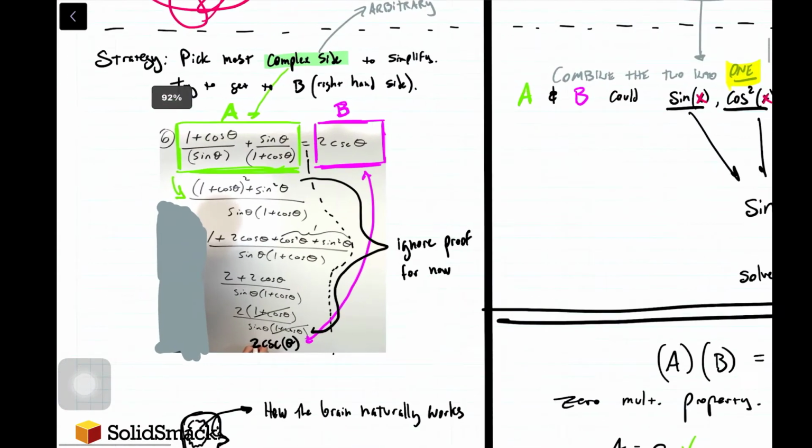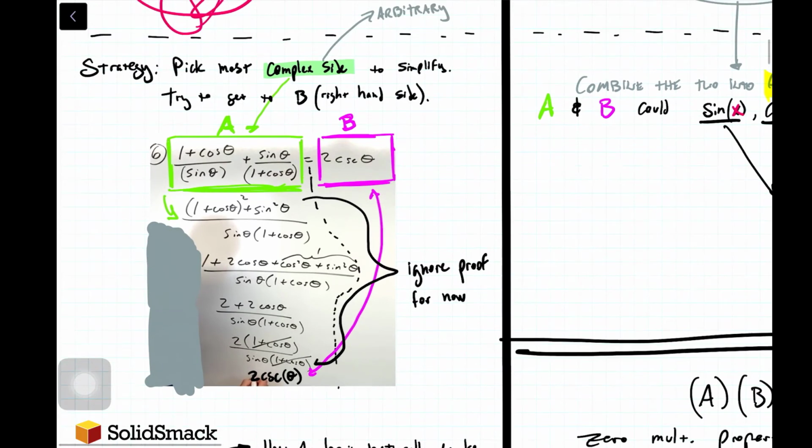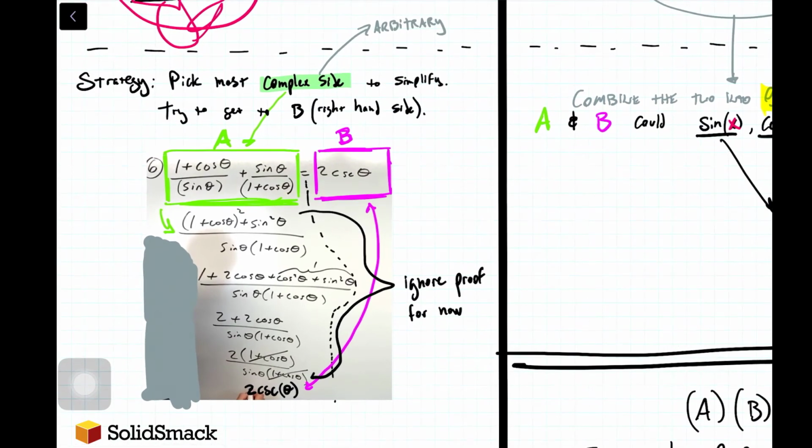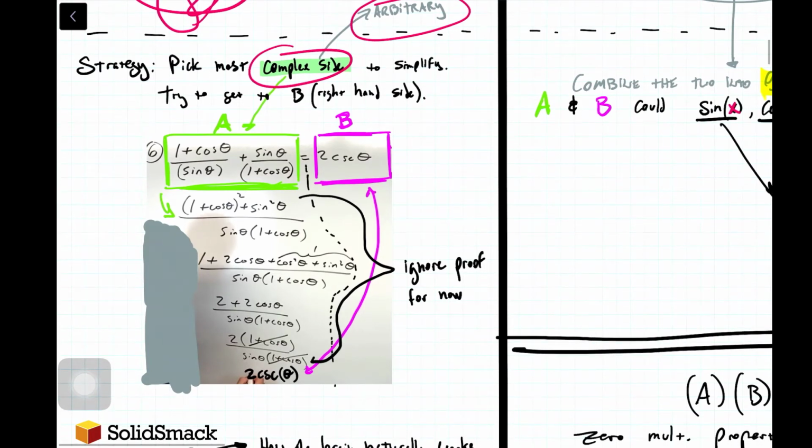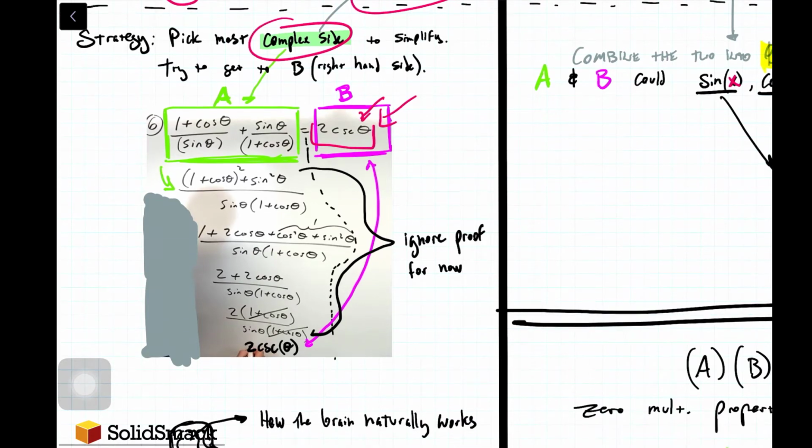So here we're going to focus on the left side. The strategy is that you want to pick the more complex side to simplify. What do you mean by complex? Well, complex is actually arbitrary, but I'm going to tell you what I think is more complex. Here on the left side, A looks more complex because we have fractions and we got more terms. So that makes it more complicated for me. And here on the right side, we only have one term and one trig function. That seems a lot more simple.